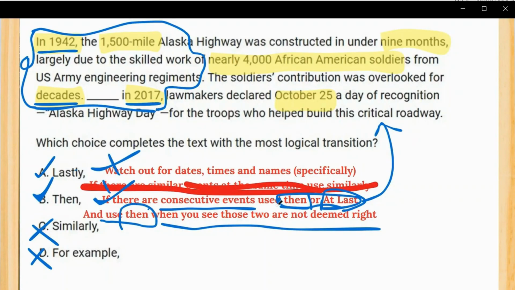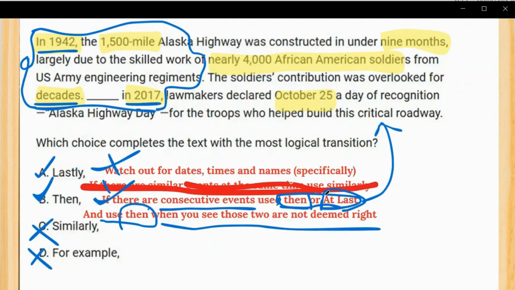I mean, it's just like a juxtaposition or like contrast, but I'm just joking here. If you see both options are kind of almost similar or close, use then. Or you can use at last too, but depending on the context, go for the context first. So let's see what is the context. In 2017, it's almost the last event here, but what does it say? Lawmakers declared October 25 a day of recognition.